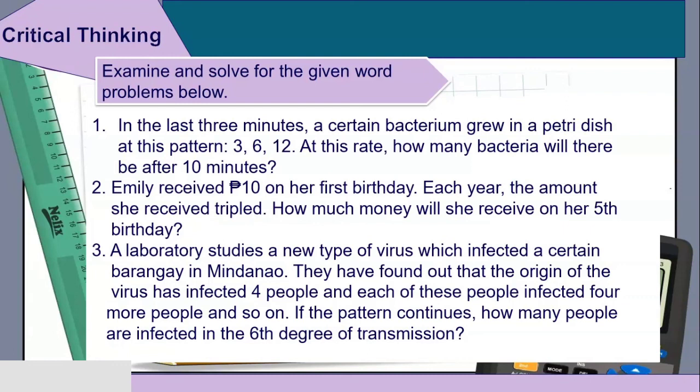And for the last item, a laboratory studies a new type of virus which infected a certain barangay in Mindanao. They have found out that the origin of the virus has infected 4 people, and each of these people infected 4 more people, and so on. If the pattern continues, how many people are infected in the 6th degree of transmission? So you will just comment your answer on the comment section of this video.